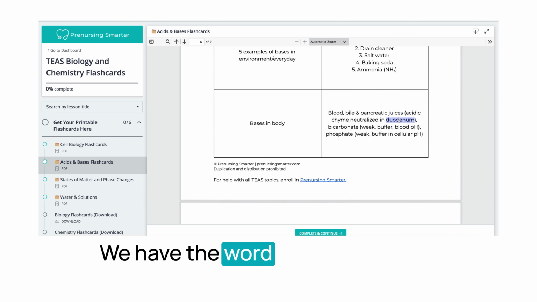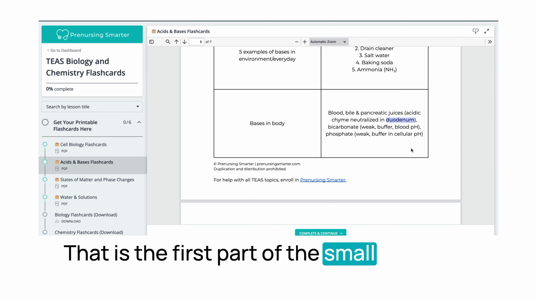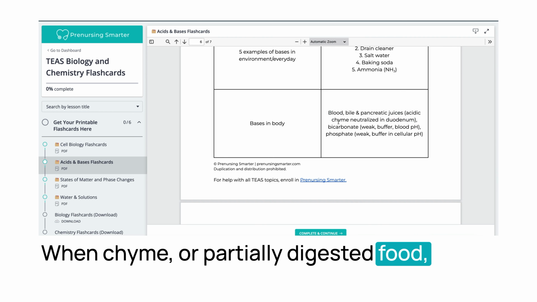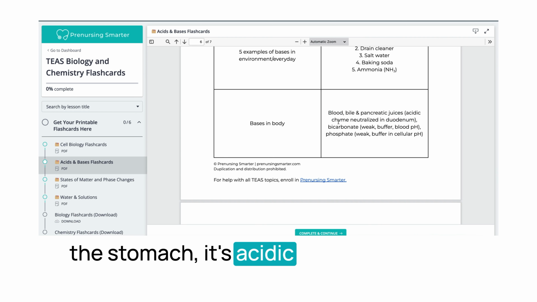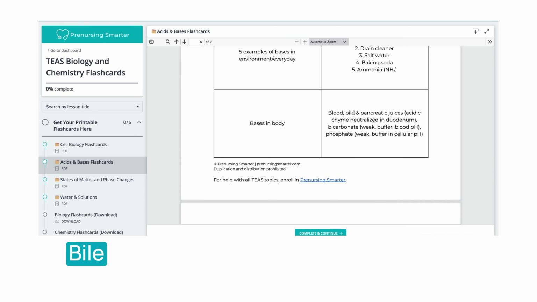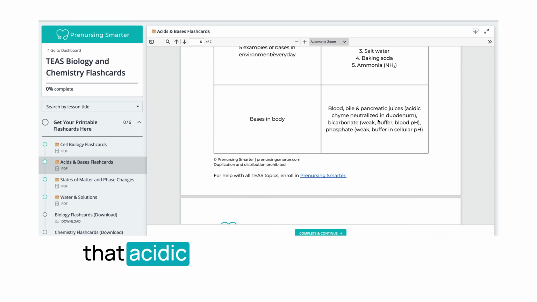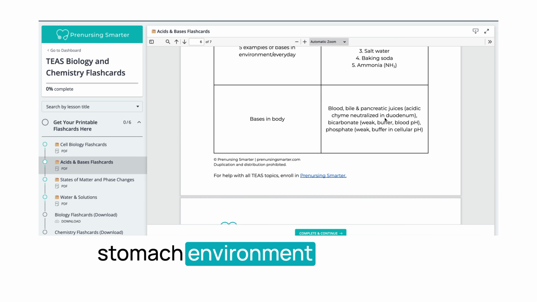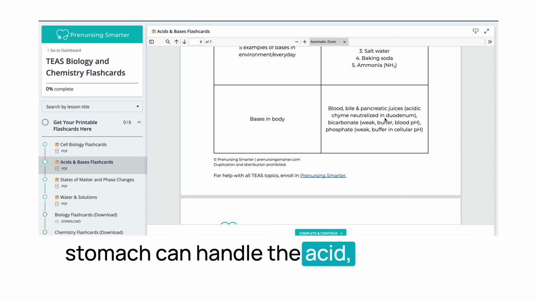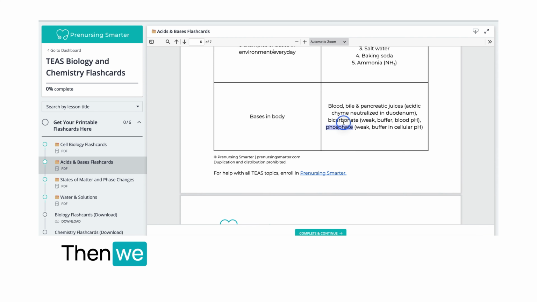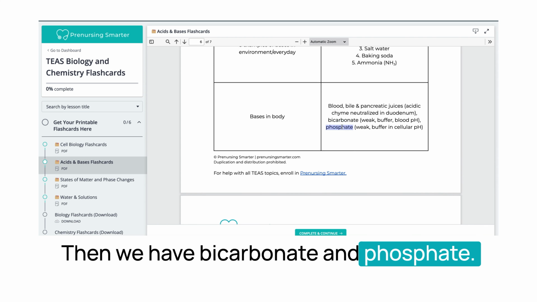We have the word duodenum here. That is the first part of the small intestine. When chyme, or partially digested food, leaves the stomach, it's acidic from all that acid. Bile and pancreatic juices help neutralize that acidic chyme after it leaves the stomach environment, because the stomach can handle the acid, but the rest of the digestive system prefers not to. And then we have bicarbonate and phosphate.